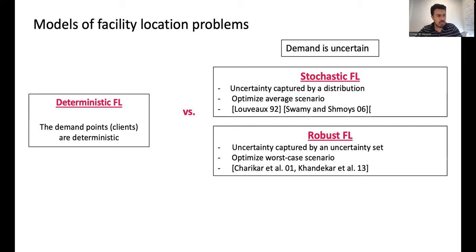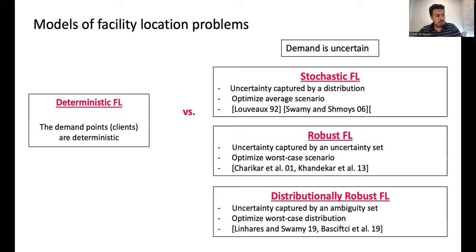And then when I start talking about our problem, I will mention the difference between this set of papers and our problem. And very recently, there are two or three papers on the distributionally robust facility location problem. Here, uncertainty is captured by an ambiguity set. And the objective function, so the second stage cost, is the expectation of the transportation cost over the worst case distribution from the ambiguity set. And this started with this paper of Chaitanya Swamy and his student Linares, and another group of people at Georgia Tech as well have looked at this problem.